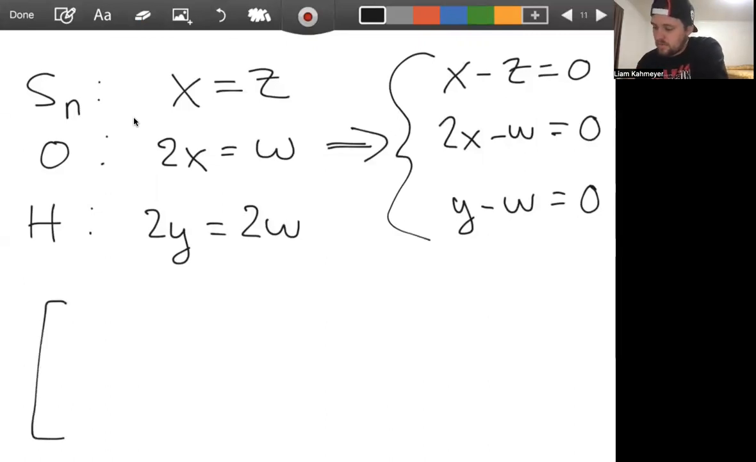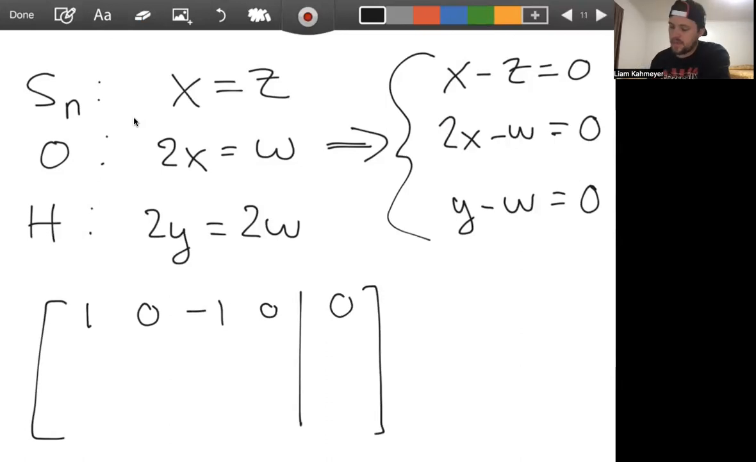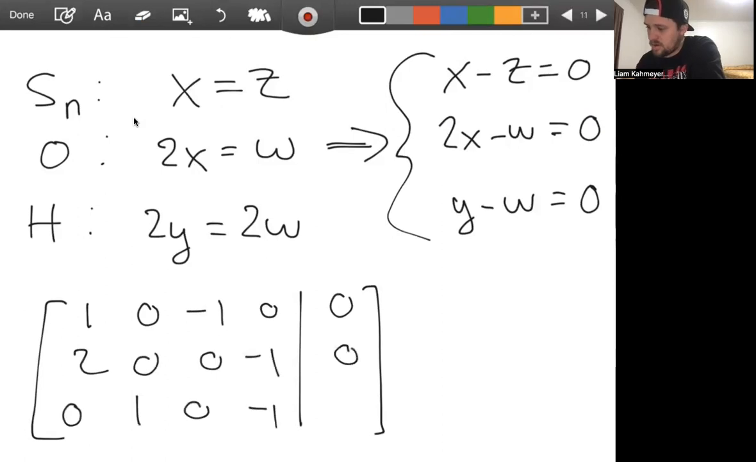So let's solve it. We can set up our augmented matrix. In the first equation, we look at the coefficients, right? So the coefficient for x is 1, and then y is 0, z is -1, w is 0, and then that's equal to 0, right? So we're going to have a 3 by 5 matrix. Then we're going to have 2, 0, 0, -1, 0, and then 0, 1, 0, -1, 0. So this is the augmented matrix that we need to put into reduced row echelon form.